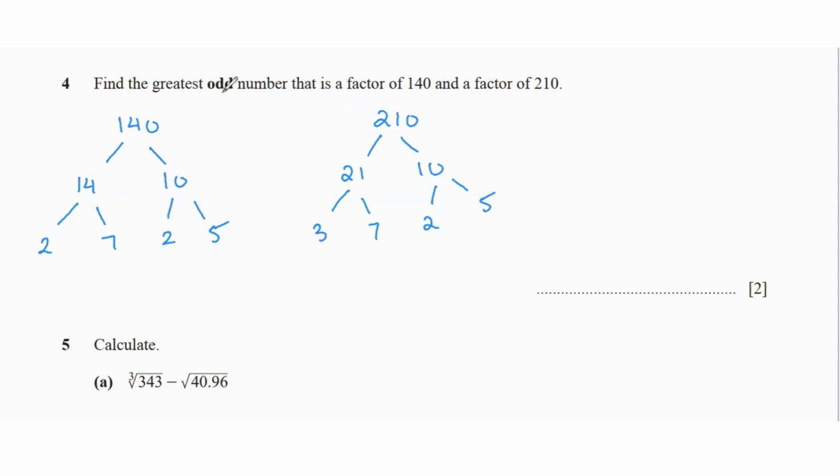So we're going to highlight the odd numbers that are common over here. So we have 7 and 5 over here, and 7 and 5 over here. Since 3 is not present in 140, we can't take that common as the odd factor. Hence, the factor is going to be 7 times 5, which is 35. So this is your greatest odd number factor that is common between 140 and 210.